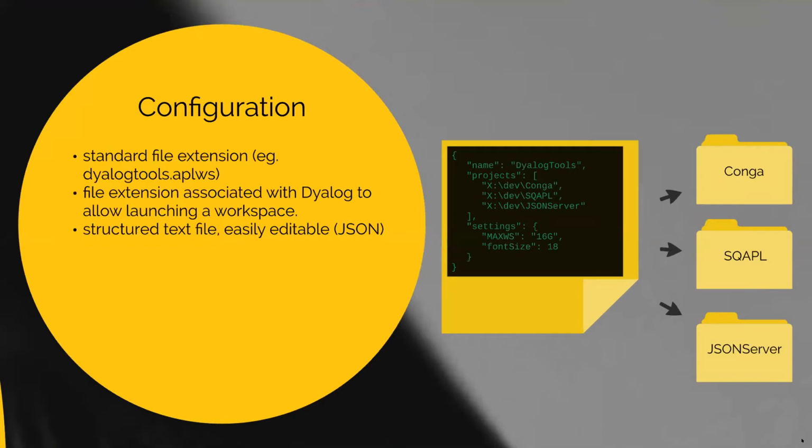Right, so yeah, it would be good if we used a standard file extension for that, so we could create file associations, meaning you can double click a workspace file like you can now, and it would just load everything in and start your interpreter.